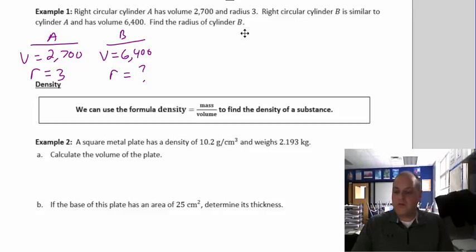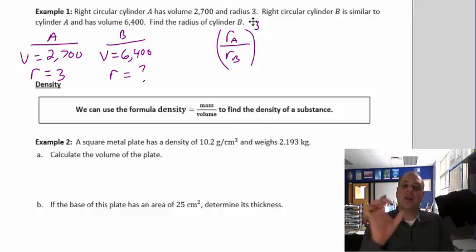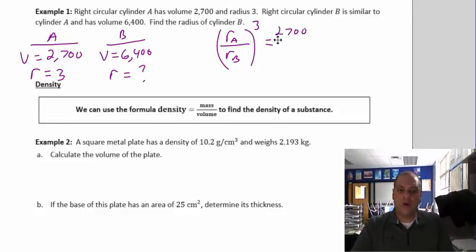Okay? So what I'm going to do here is figure out my ratio. My ratio is radius to radius. So it's going to be radius of A over radius of B. And again, that's got to be cubed, because we're talking about volume. So it's the ratio cubed equals 2,700 over 6,400. Now we did these with area. Now we're just doing them with volume.